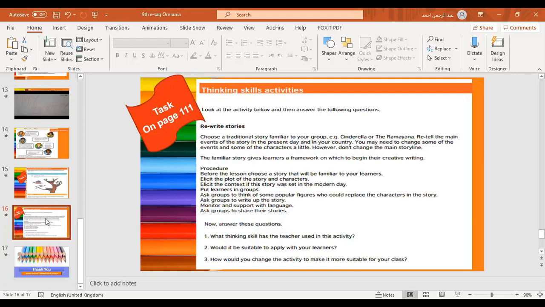What thinking skills has the teacher used in this activity? Would it be suitable to apply with your learners and so on?